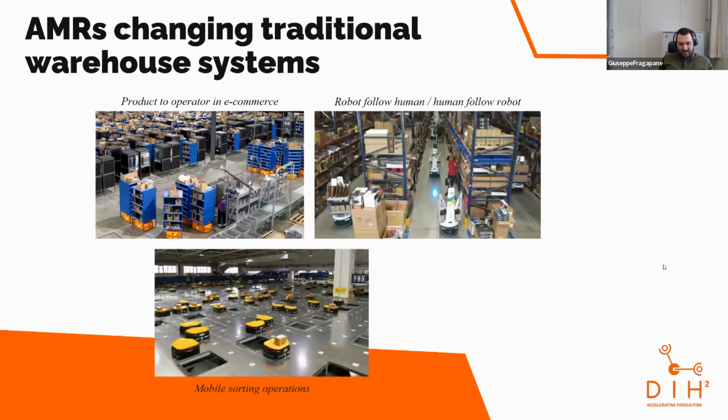Mobile sorting operations as well. You can see that there are a lot of holes in the floor. The robots are picking different packages, moving, and tipping them into these holes. So you can sort, for example, in some parcel centers where the packages have to go. It's a different way to sort much faster than a conveyor where all are coming in, or a manual sorting system.